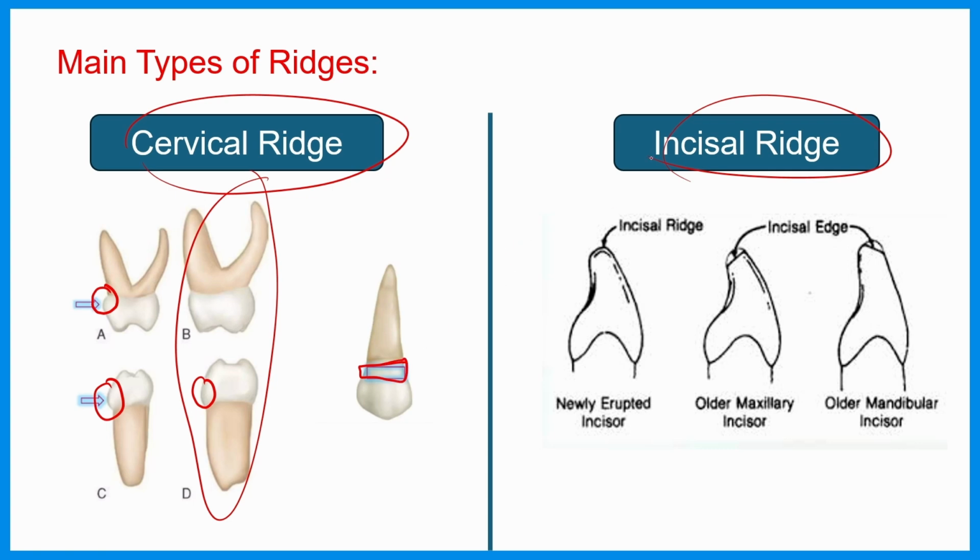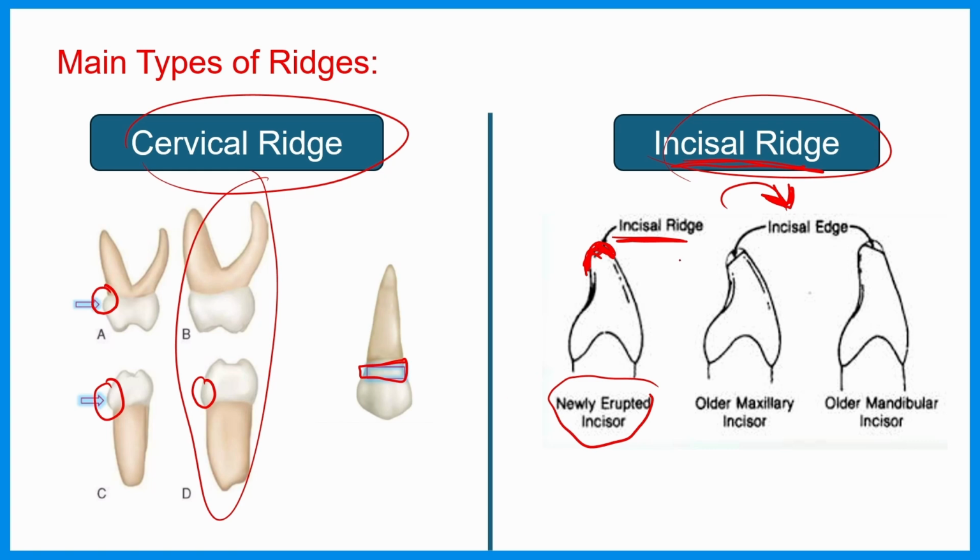All right. Second thing is the incisal ridge. It's just a ridge that can be found on the incisal surface of newly erupted incisors. This incisal ridge later turns into what we call an incisal edge. So you may wonder in sources or books, what's the difference between an incisal ridge and an incisal edge? An incisal ridge is just an elevation that can be found on the incisal surface of newly erupted incisors.